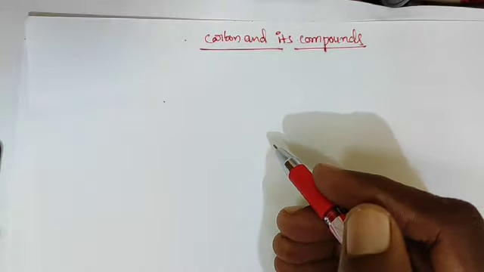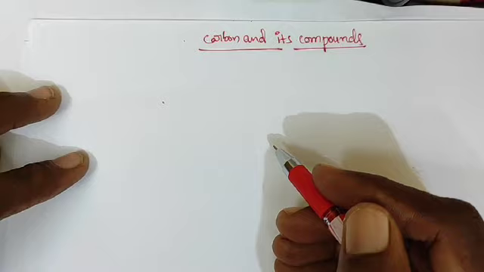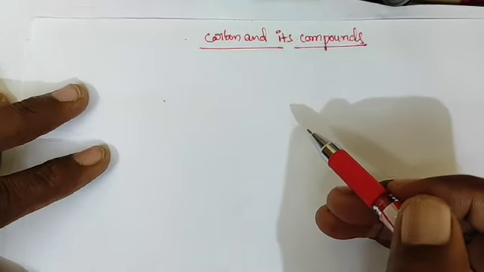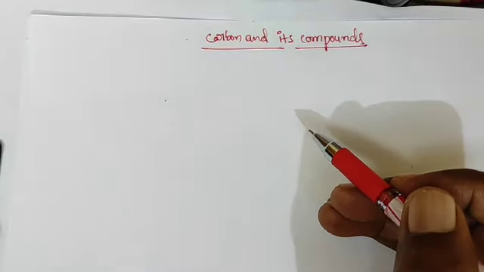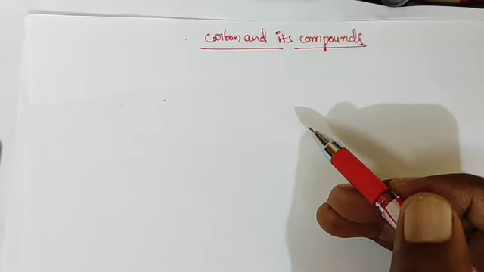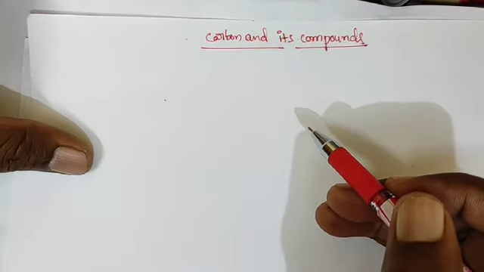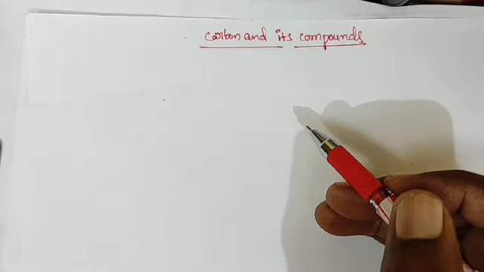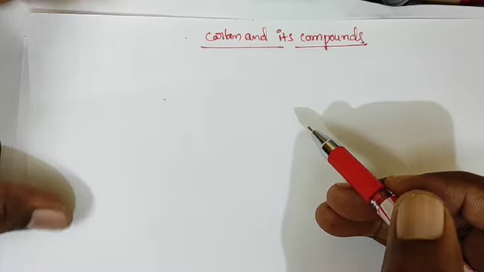Hi students, today we will discuss carbon and its compounds. The various physical forms in which an element can exist are called allotropes.